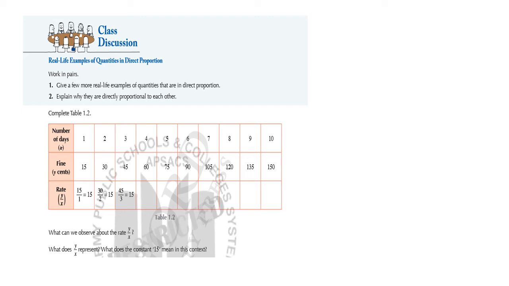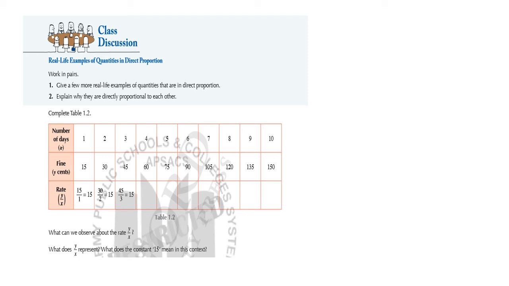And if the number of days a book is overdue is reduced to 1 by 3, we will take 9 days as an example. If we reduce 9 to 1 by 3, we get 3. And if we reduce the fine of 9 days, that is 135, to 1 by 3, the answer will be 45. So yes, our answer is that the fine will also be reduced to 1/3 of the original value.